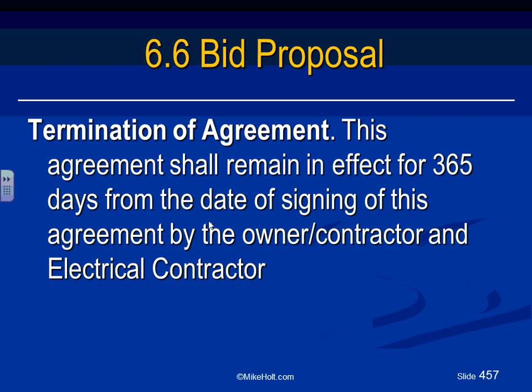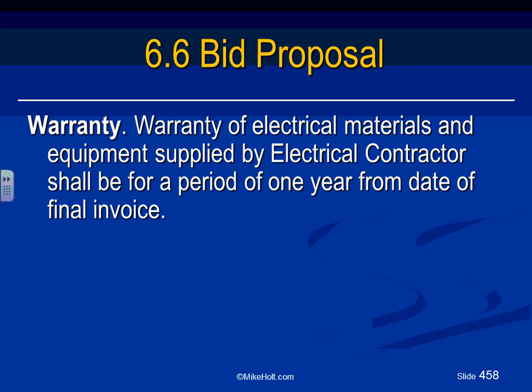Okay, warranty. Typically the manufacturer will warranty the equipment for 1 year or more, guys. You warranty your work for 1 year at least. You don't warranty the equipment. The manufacturer will give you warranty for the equipment. You warranty your work. So if a branch circuit stops working within 1 year, you send your electricians to troubleshoot and maintain it. Shall be for a period of 1 year from the date of final invoice.